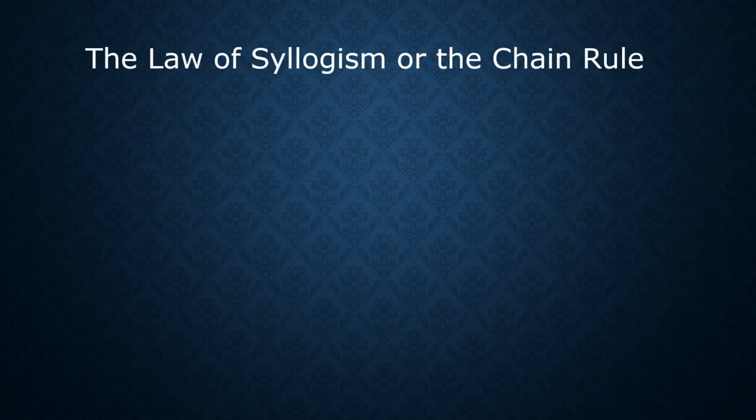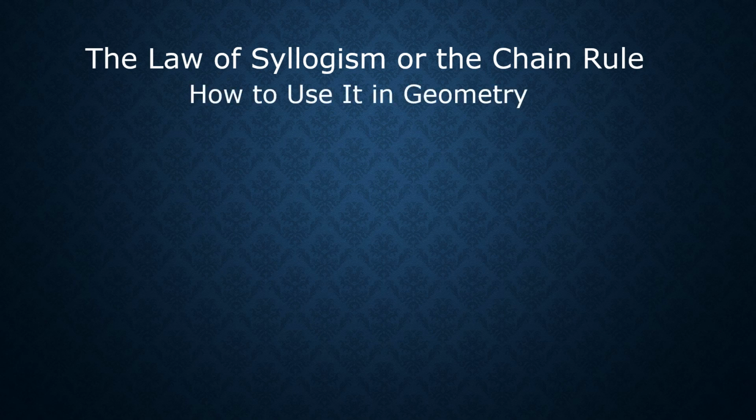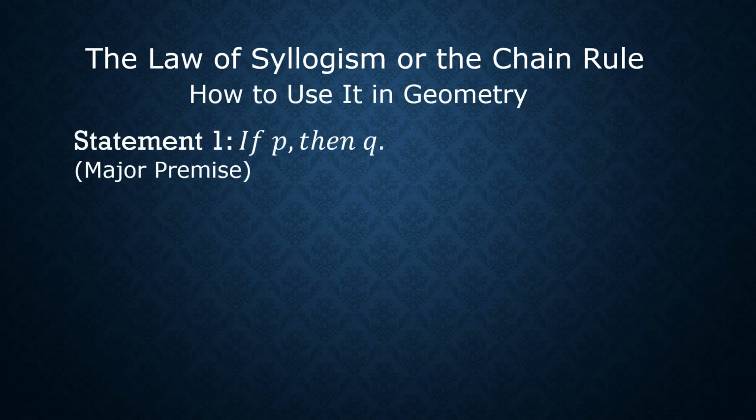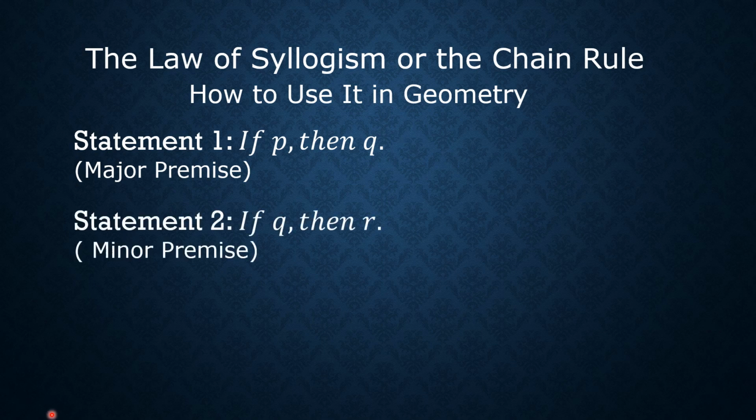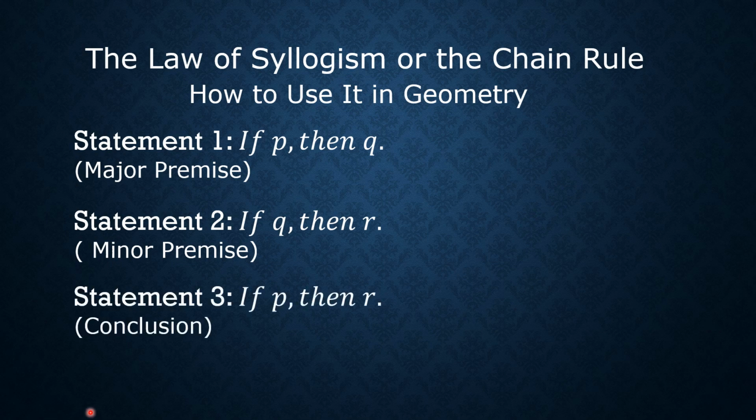The law of syllogism, or the chain rule. How to use it in geometry. Statement number 1: If P, then Q. This is the major premise. Statement number 2: If Q, then R. This is the minor premise. Statement number 3: If P, then R. This is the conclusion.